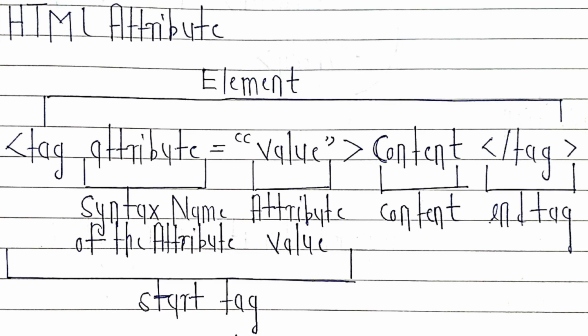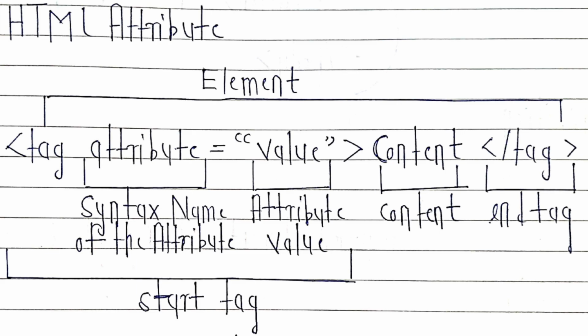Let's dive deeper into this attribute. Its syntax goes like this. Attribute is equal to value. Here, attribute is the name of the attribute, like class, ID or href. Value is the value assigned to that attribute. You must put the value inside double quotes.